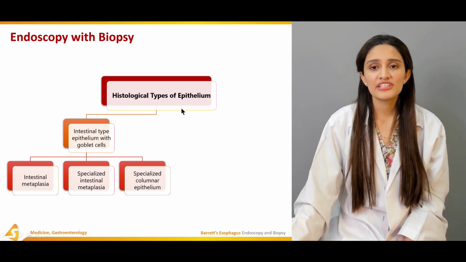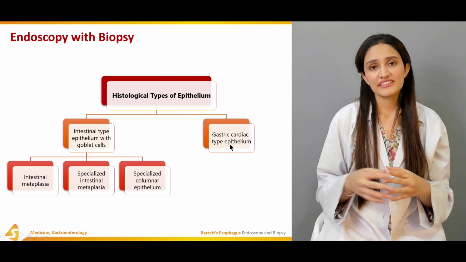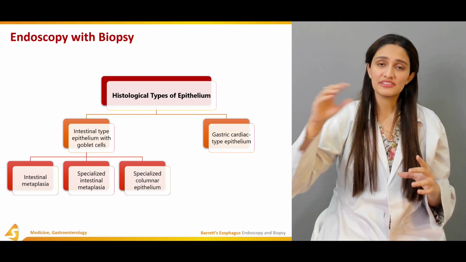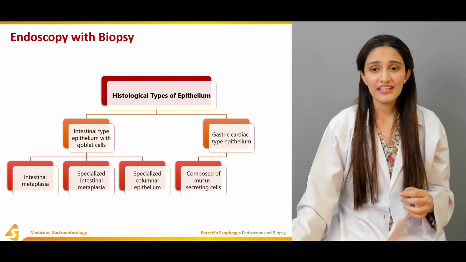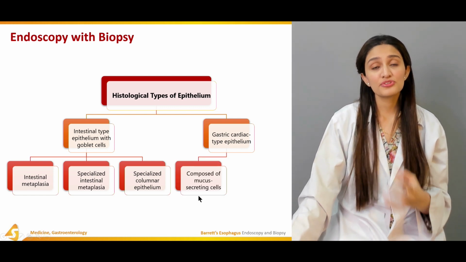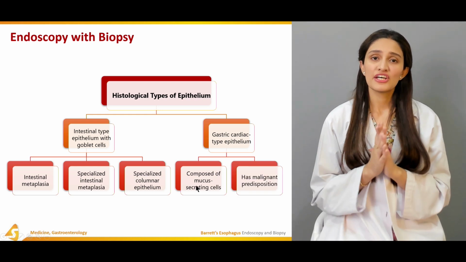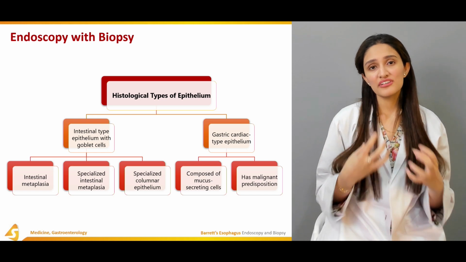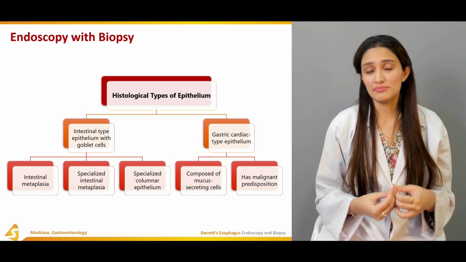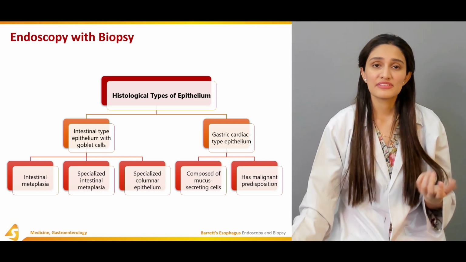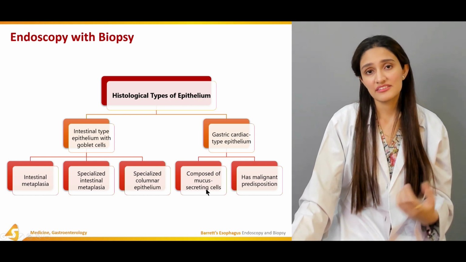The second histological type of epithelium is the gastric type epithelium, which is taken from the cardiac part of the stomach. It is mostly composed of mucus secreting cells and has a more malignant predisposition. So this type of epithelium has a more similar view towards the stomach's epithelium. It has the presence of mucus secreting cells and it has a more malignant predisposition.